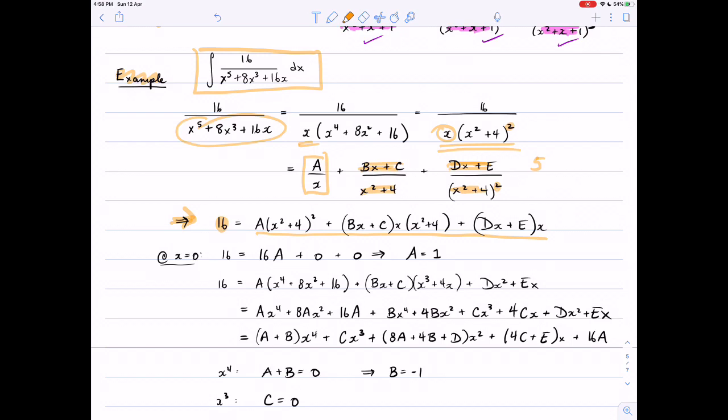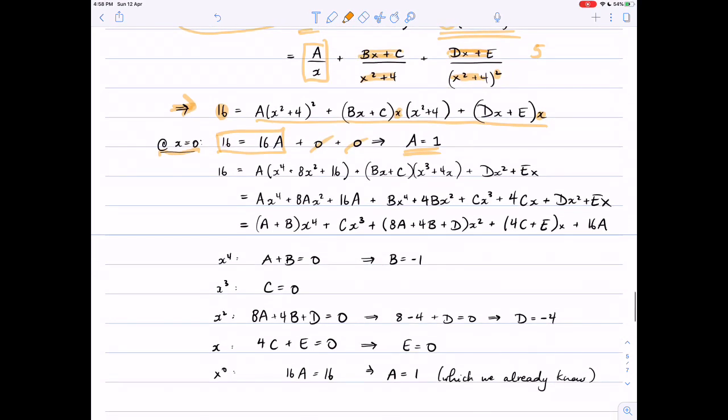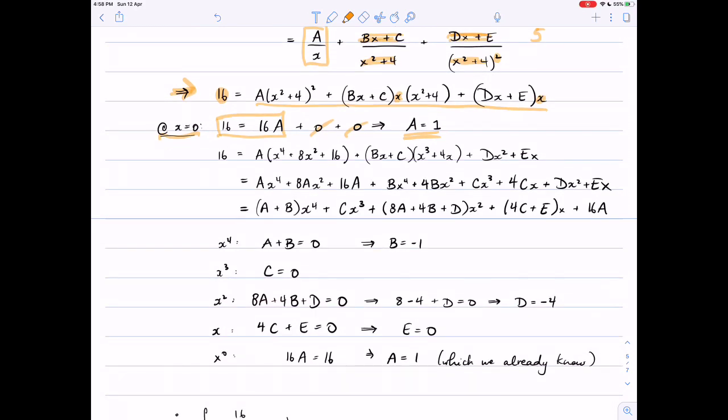There's one magic value which will clean things up beautifully, and that is, if I take x equals 0, those last two terms go away, and I get 16 is equal to 16A, so A is 1. You can continue doing magic values if you want to, and you will still get systems of equations. Nothing will be as simple as the first, x equals 0. So I am going to choose to expand and collect.